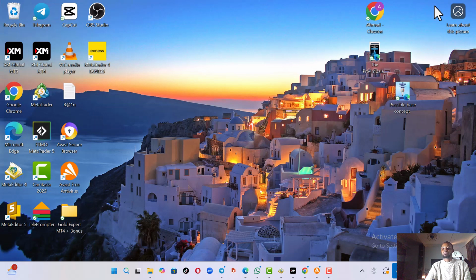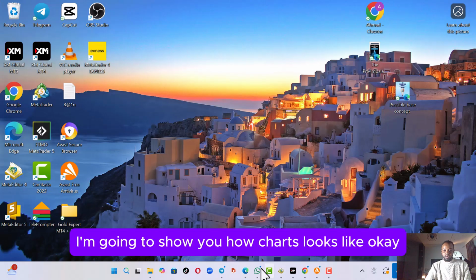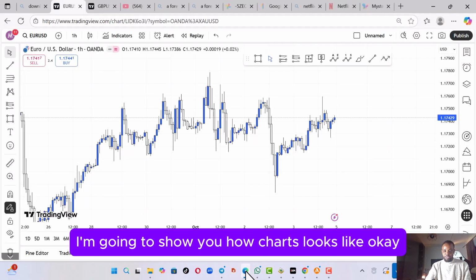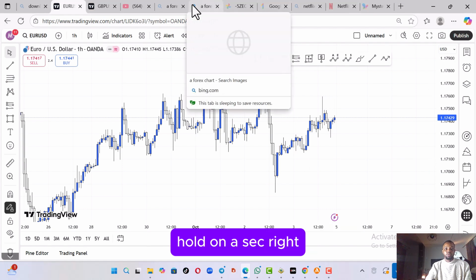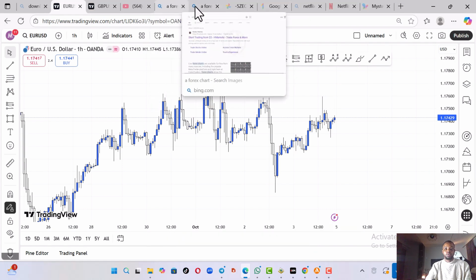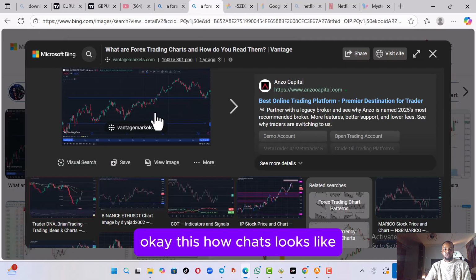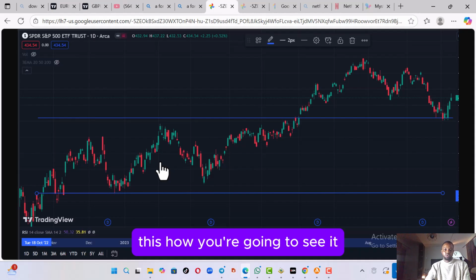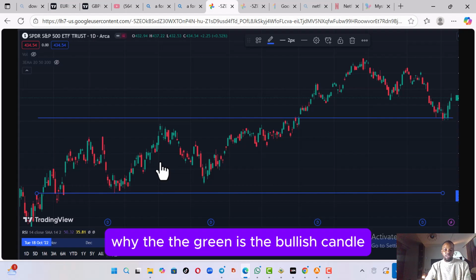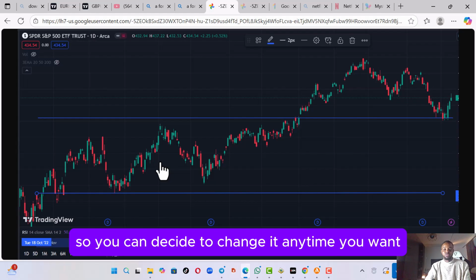So I'm going to show you how charts look like. Okay, this is a chart. Okay, this is how charts look like. Every chart, when you just open your TradingView, this is how you're going to see it. It's going to be in green and red. The green is the bullish candle, the red is the bearish candle. So you can decide to change it anytime you want.